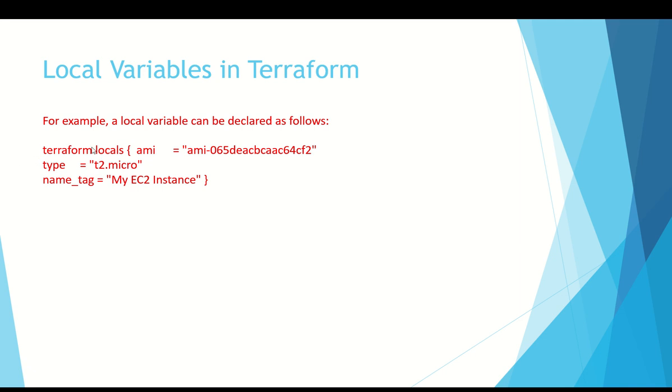For example, if you see here, we have mentioned a Terraform locals block for AMI. We have given the image ID here, the AMI ID, and we have also mentioned the instance type is equal to t2.micro for the resource. After declaring local variables, they can be referred to anywhere within the module using the syntax local. This helps in keeping the code clean and more maintainable.